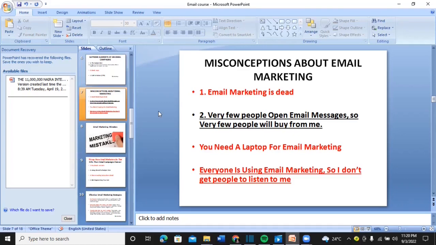Over 50% of creators, or those who want to make money online, who engage in email marketing do it with their phone. So you don't need a laptop, desktop, or even an advanced gadget to do your email marketing. So it is a misconception.